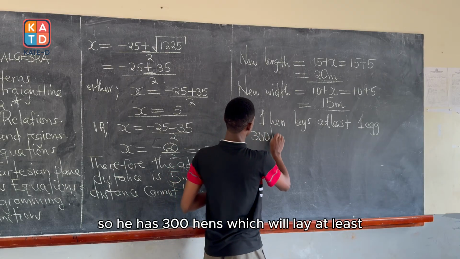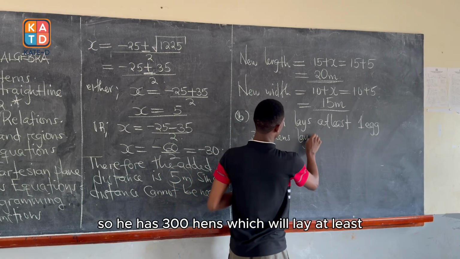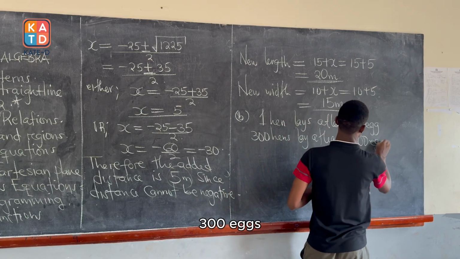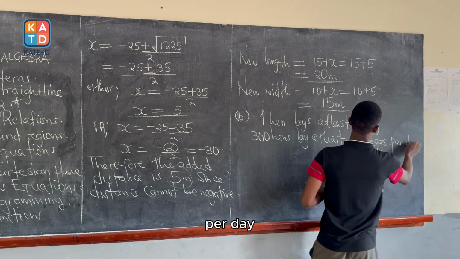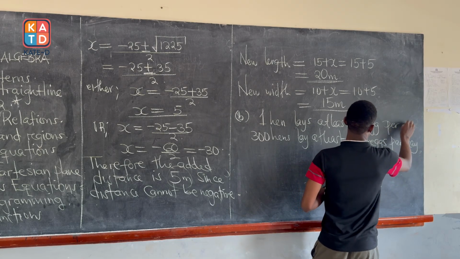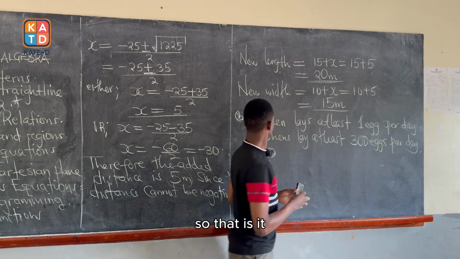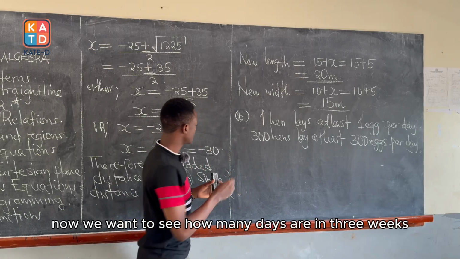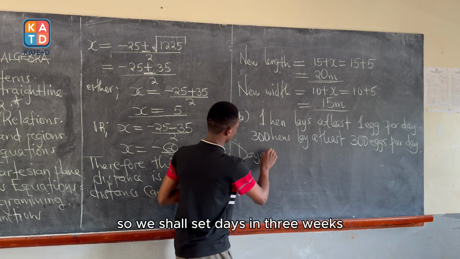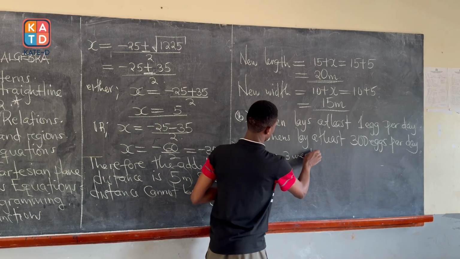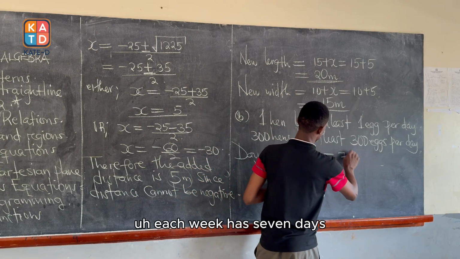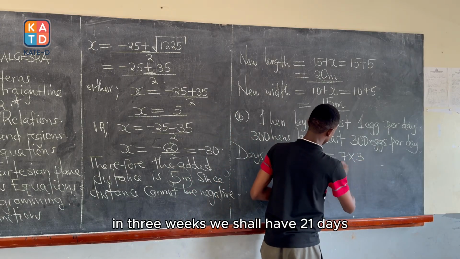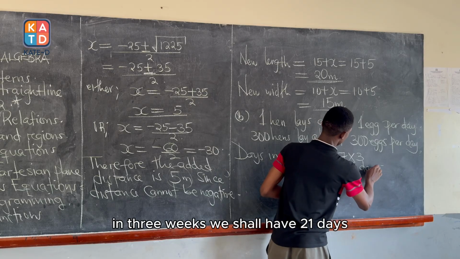So he has 300 hens, which will lay at least 300 eggs per day. So that is it. Now we want to see how many days are in 3 weeks. So we shall set days in 3 weeks. Each week has 7 days. So it means that we shall say 7 days in 3 weeks, we shall have 21 days.